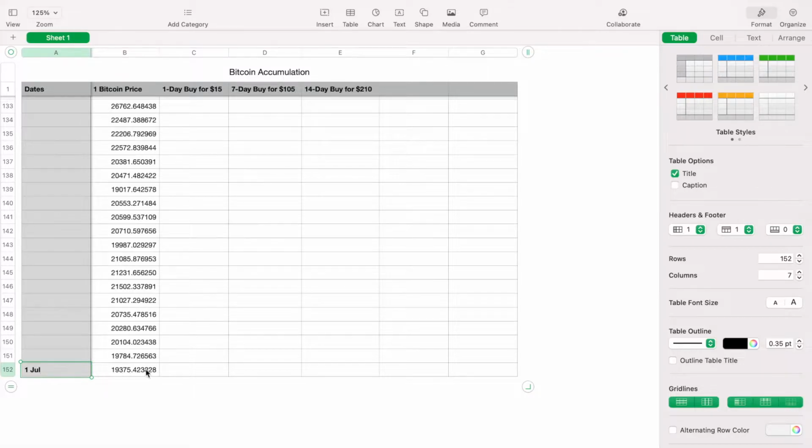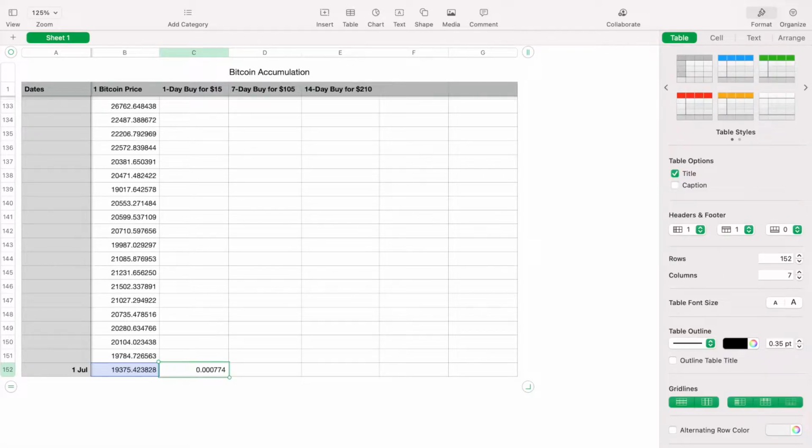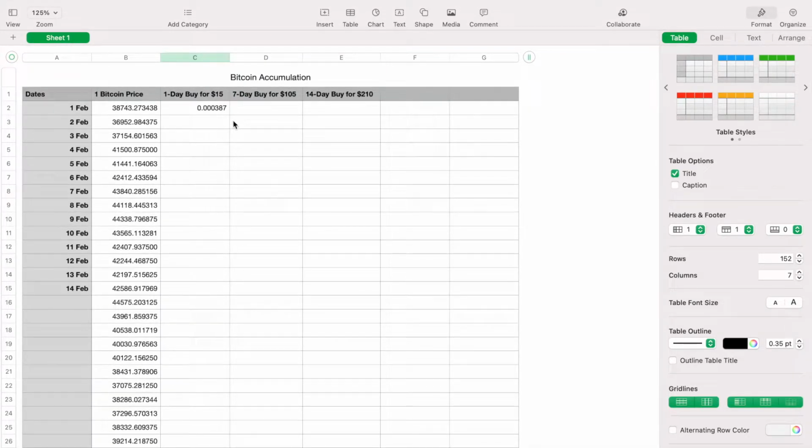Another quick check. How much Bitcoin would I be able to buy on July 1st? I used the same formula, and the same funding of $15. But now, as you can see, I am purchasing 0.000774 Bitcoin, which is twice as much as I had purchased on the 1st of February for the same dollar value. This is not a surprise, since the price of Bitcoin had dropped from 38K to 19K. But this is also exactly the point of this strategy.